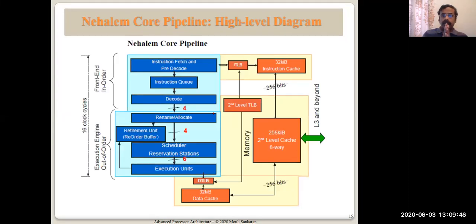I am giving a higher level view of the Nehalem core. This is a single core. You see, it's a single core. As I told you, it's a superscalar pipeline. That means it has got multiple execution units. I am localized to one core now.